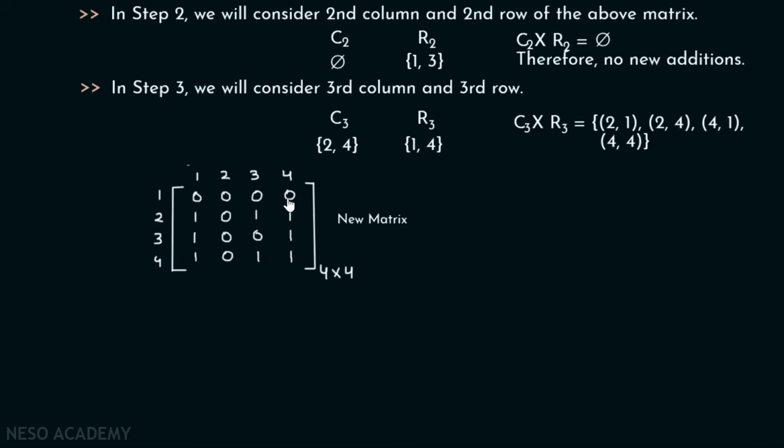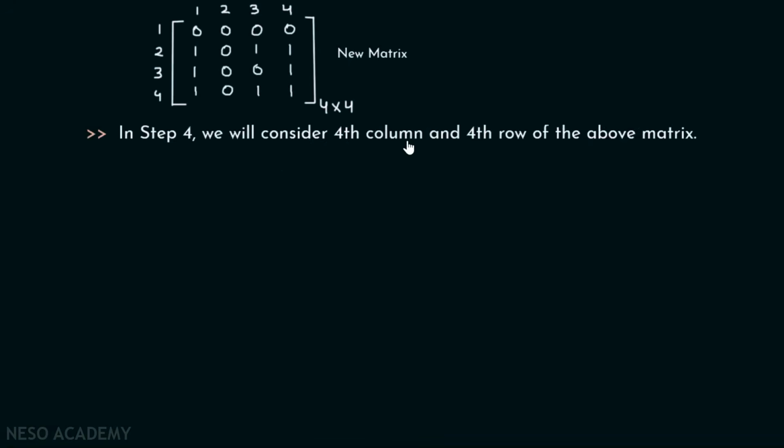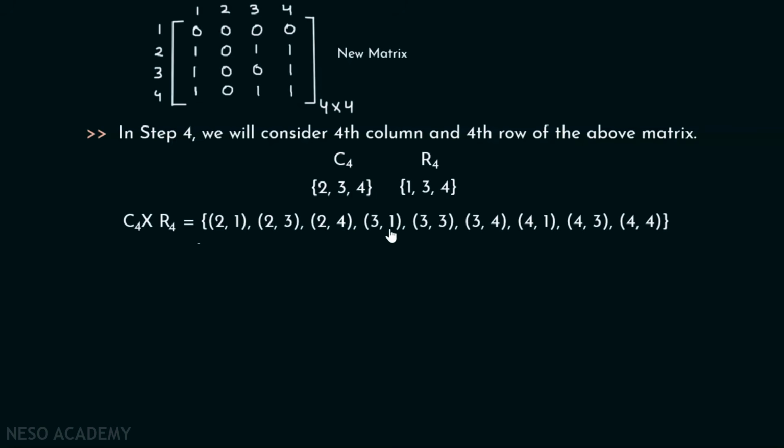Now we will discuss step 4. In step 4, we will consider fourth column and fourth row of the above matrix. Here we have to consider fourth column and fourth row of this matrix. You can see that C4 is nothing but 2, 3, 4. That's what I have written over here. And R4 is nothing but 1, 3, 4. That is what I have written over here. And what is C4 cross R4? (2,1), (2,3), (2,4), (3,1), (3,3), (3,4), (4,1), (4,3), (4,4). Right? We have to place 1s in all these positions.